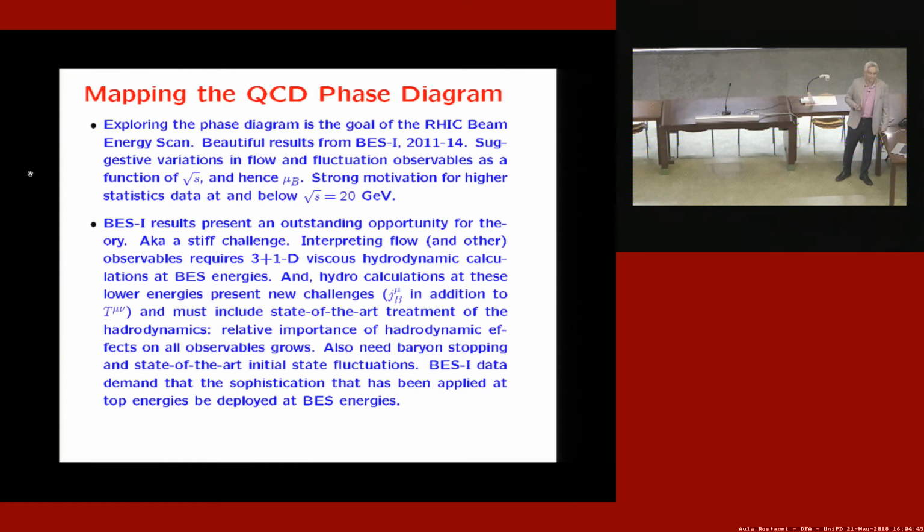And so this provides strong motivation for going back and doing these low energies at high statistics, and that is coming in 2019, next year, and 2020, and 2021. So this is indeed the program for the next 3 years at the Relativistic Heavy Ion Collider in Long Island, New York.